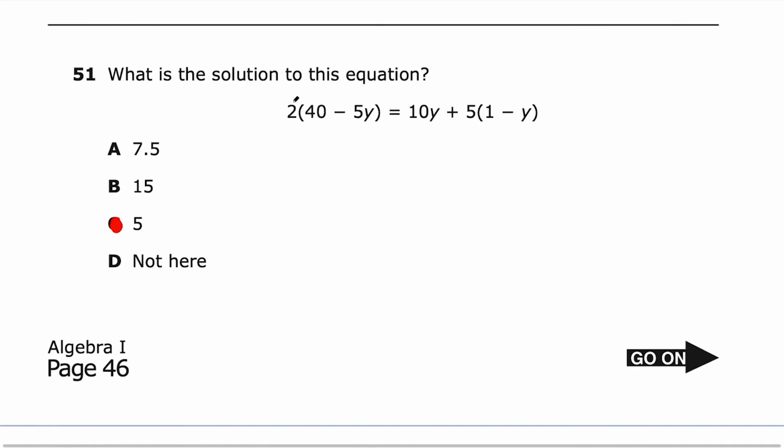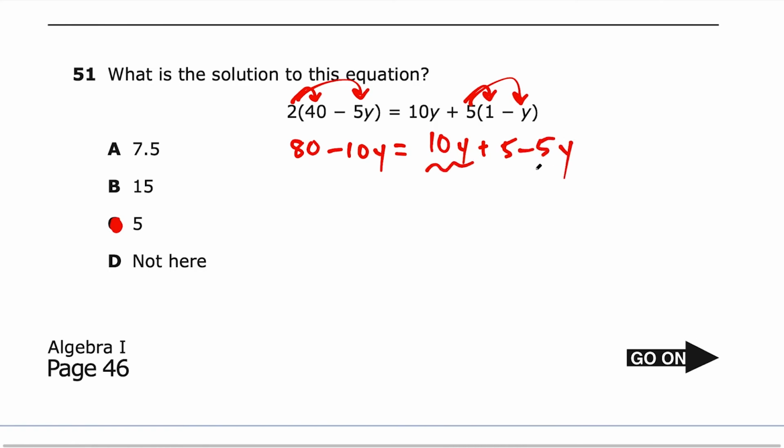But once again, I want to solve this by hand because this is an algebra test. And if we do this without actually doing algebra, it's kind of a letdown. So 2 times 40 is 80. And then we have 2 times minus 5y is minus 10y. And this equals, we have 10y plus 5 times 1 is 5. And 5 times minus y is minus 5y.